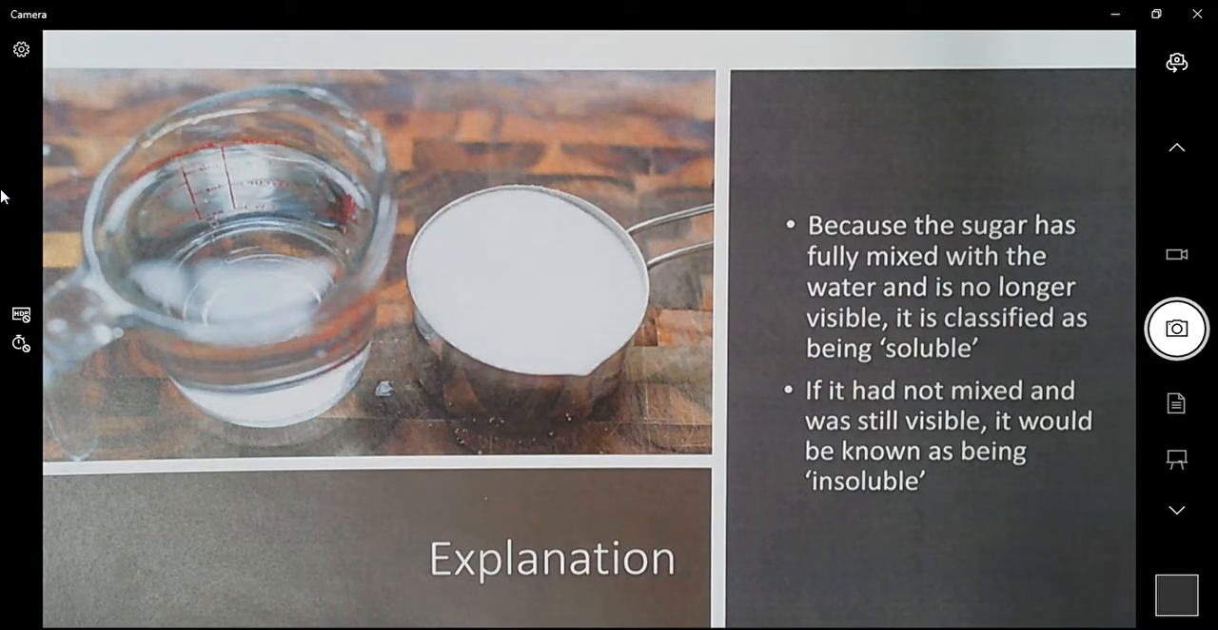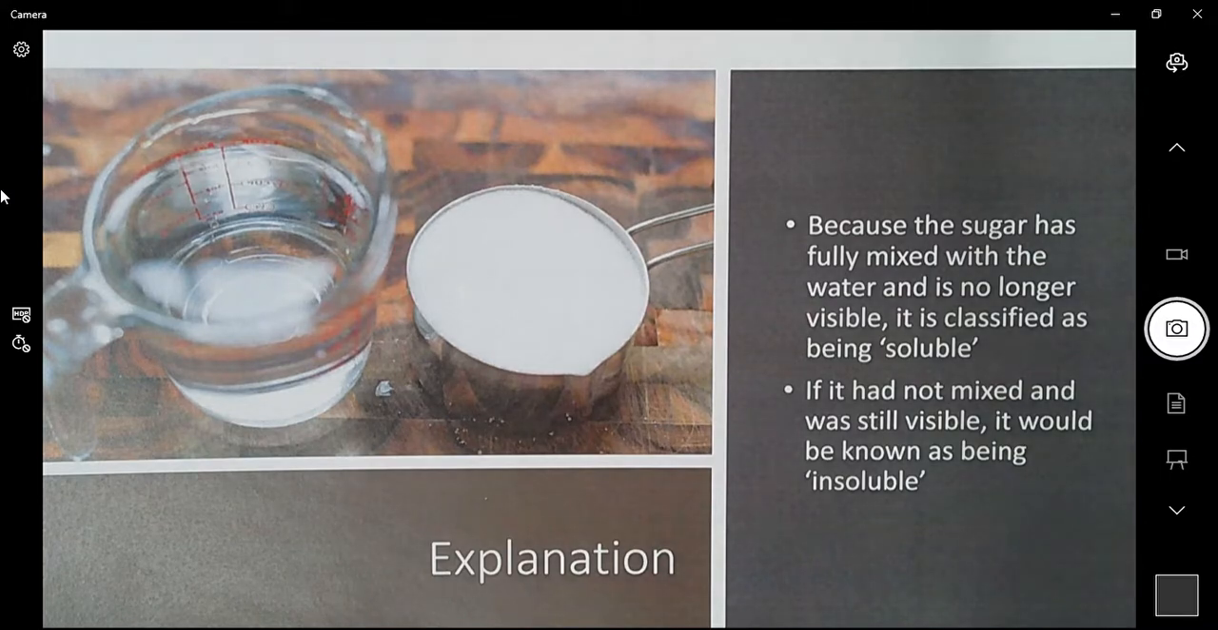My turn, insoluble. If it had not mixed and was still visible, so if the sugar hadn't disappeared, it would be known as being insoluble because it had not dissolved. So soluble is when it dissolves, insoluble when it has not dissolved. And what dissolved means is when you cannot see it anymore, when the solid has mixed with the liquid.